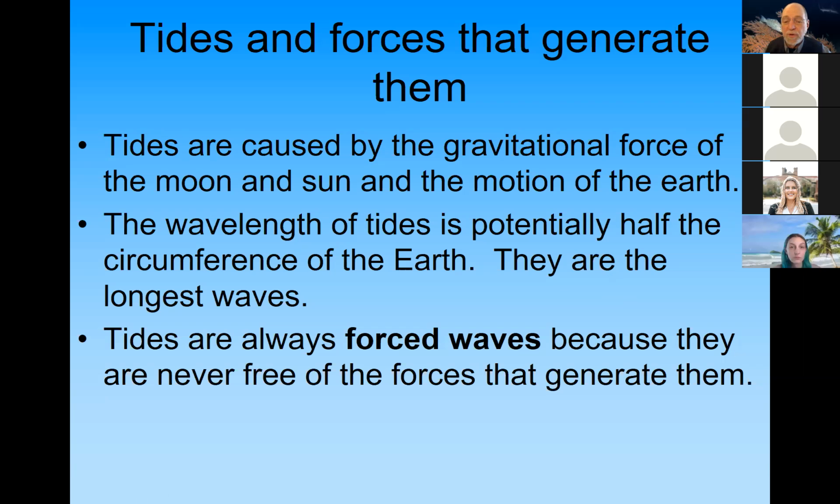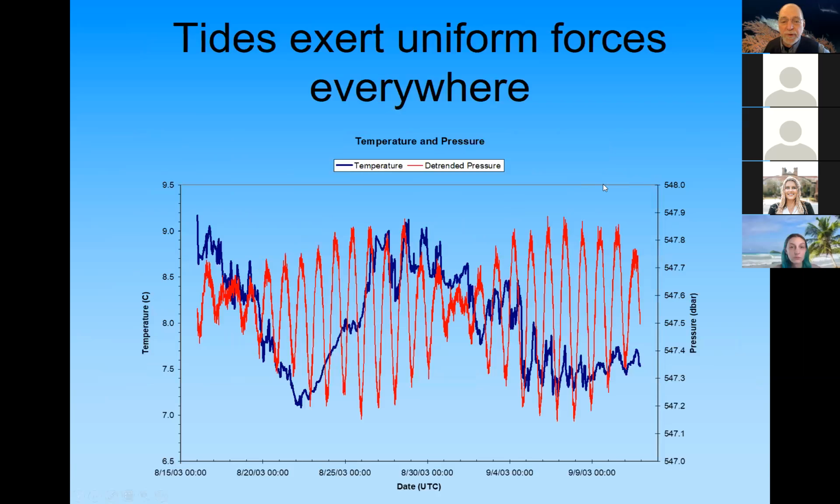Tides are always forced waves because the force of gravity from the moon and the sun is continuous and always acting on water. The planet is orbiting, and the tidal bulges are trying to keep up with that orbital motion. An important point about tides is that they are uniform forces and they exist everywhere. This will become clearer as we talk about some of the details.